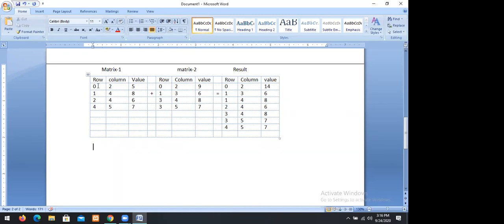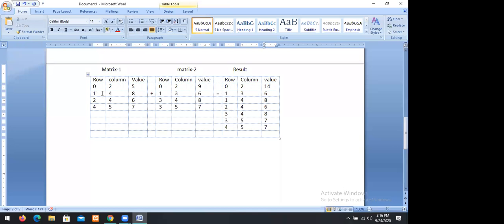So, for example, here the first matrix row number is 0. Second matrix row number is also 0. First matrix column is 2. Second matrix column is also 2. So rows and columns are equal. So when rows and columns are equal, then we can add the non-zero terms. So 5 plus 9, 14. So we can add it. Then we go for the next row.